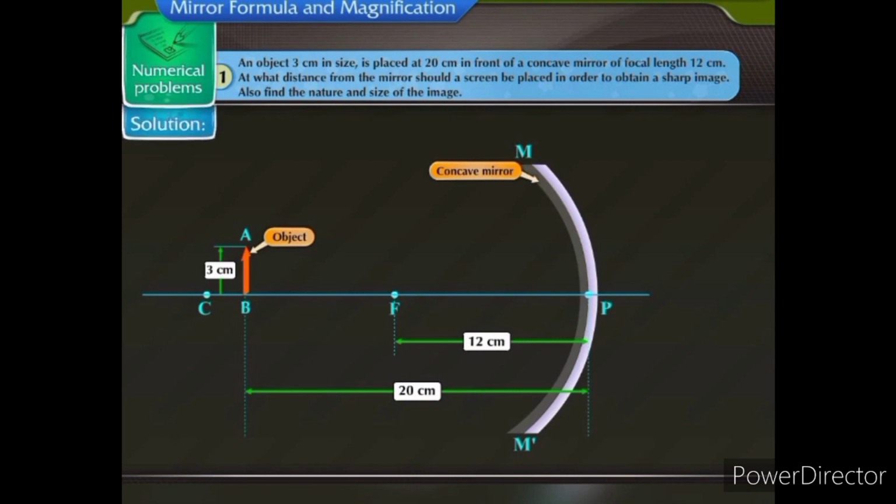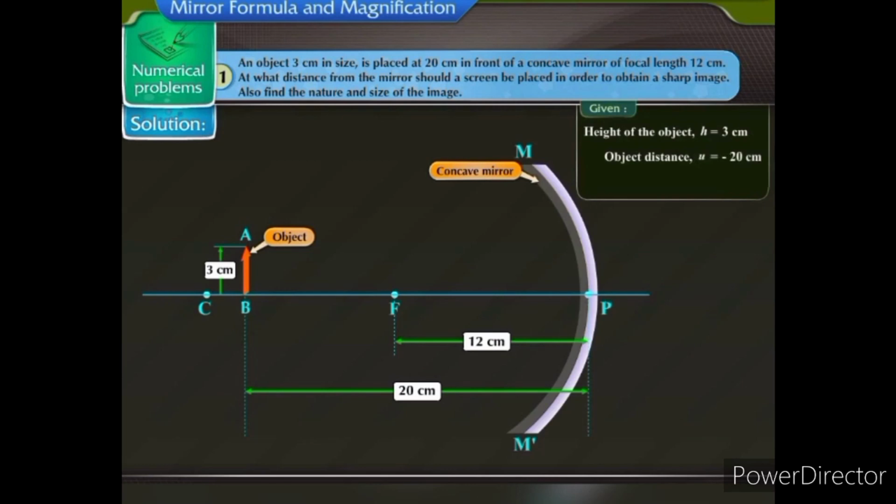Solution. Let us first write the given data using sign convention. Object size h is equal to 3 cm. As a convention, the object is always placed to the left of the mirror. Hence, according to sign convention, the distance of the object is taken as negative. Object is placed at 20 cm in front of the concave mirror. Therefore, object distance u is equal to minus 20 cm.